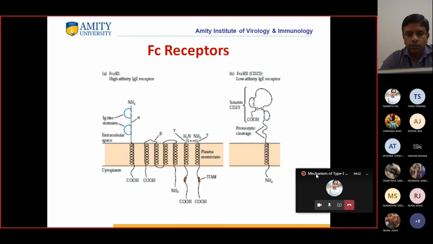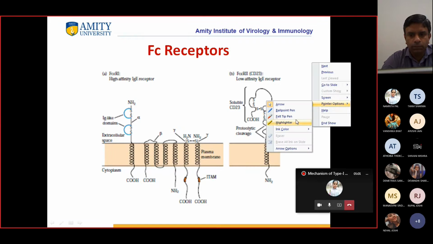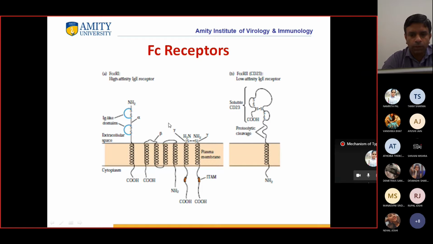Okay, students, so this was the receptor about which we talked yesterday. Is it visible? Yes, sir. Okay, so we talked about the Fc epsilon R1, which has four chains. One is your alpha chain, beta chain, and two gamma chains, which are disulfide linked. And the alpha chain has two Ig like domains. This is the point where the antibody IgE will come and bind. Okay. So now let's see what happens next.